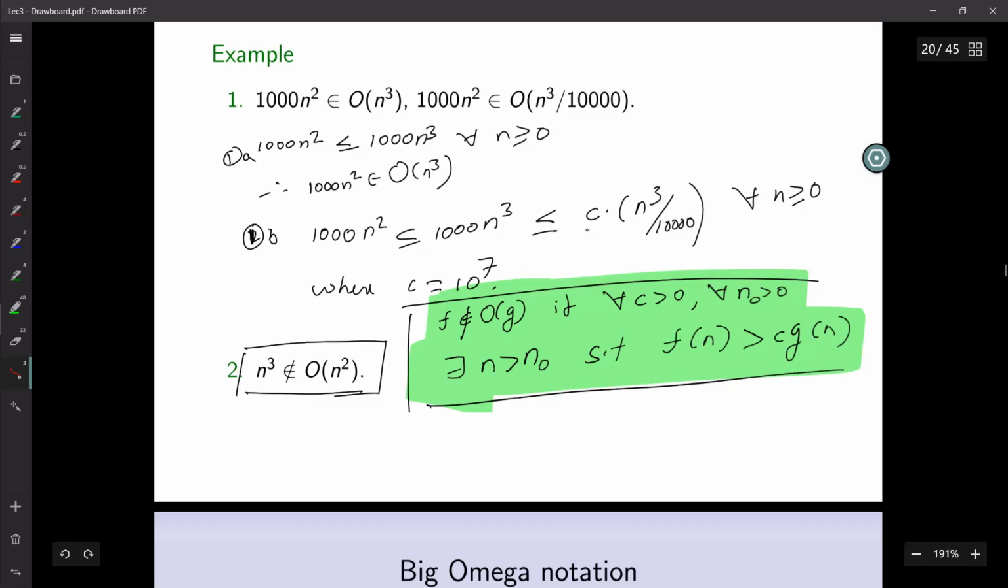You can take any other value for c. So for any other value of c, you can easily see that you can come up with a value of n for which n cube is bigger than c times n square. As long as c is a constant, that is important. I mean, one can easily cheat by taking c as n, which is not allowed. c should be something which is independent of n.